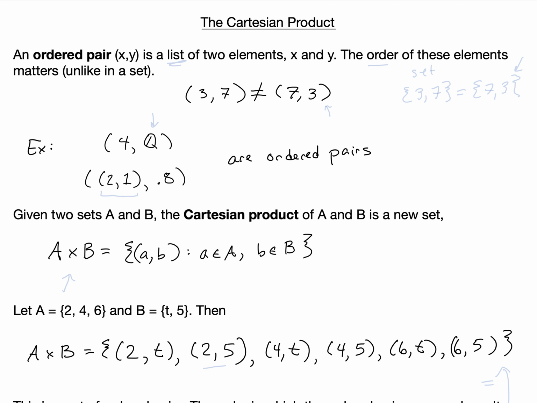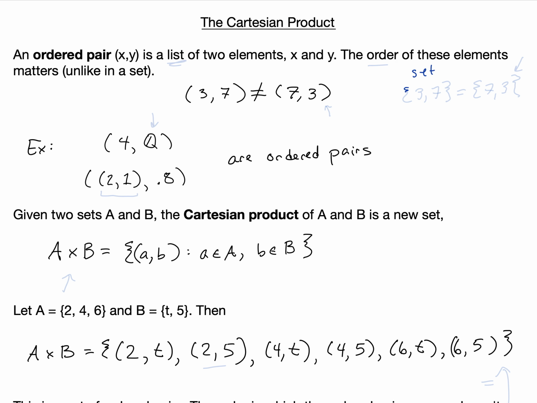Video is on Cartesian products of sets. An ordered pair x comma y is a list of two elements x and y. The order of these elements does matter, so the ordered pair 3, 7 is different from the ordered pair 7, 3. Remember, that's not like how it is in a set.